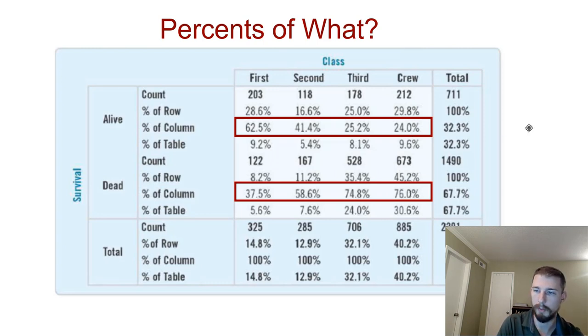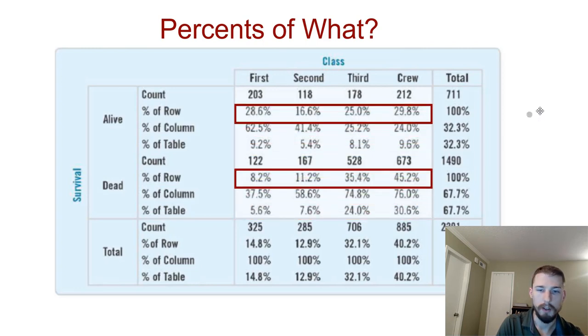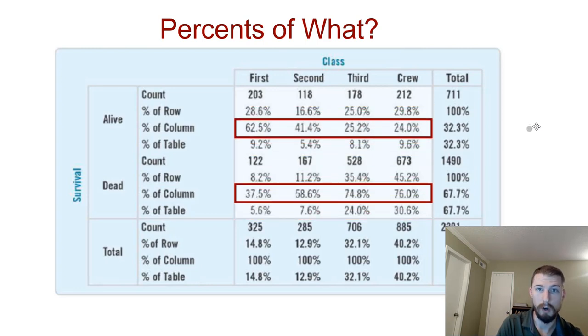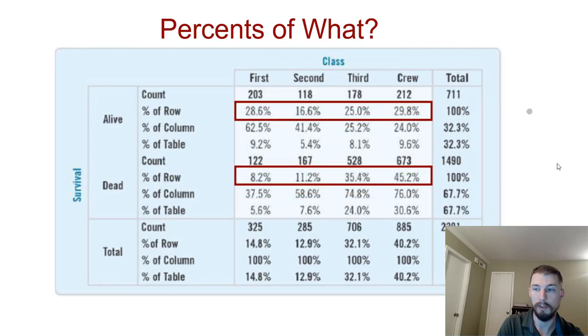All right, the other one is the percent of the table. This one is almost never used. So of all the people who were on the Titanic, what percent were first class survivors? What percent were first class non-survivors, etc.? We rarely ever use that one. The ones we're really interested in are going to be the percent of the rows and the percent of the columns: the death rates, and of those who survived, what was the distribution of the classes? Whenever we graph those percentages across here, or the percentages down here, we get some really cool data, and it allows us to visually see whether or not we believe that these two are independent.